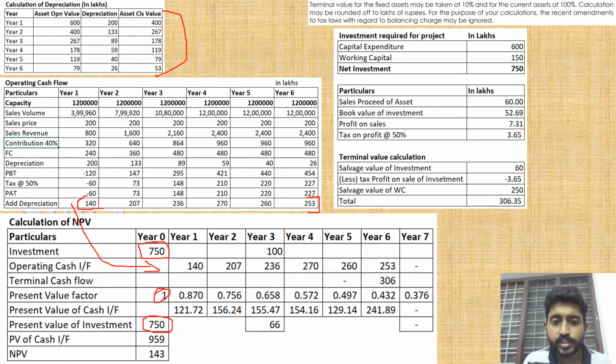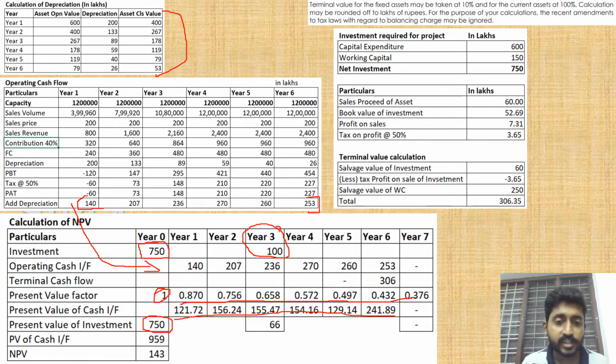All the cash flows are brought in here, and it is also given that the company needs additional working capital in year 3 of 100 lakhs. So 100 lakhs additional working capital is needed in year 3. Next, the present value factors are given. You can calculate the present value factors as we discussed in the previous problem. The cash flows multiplied by the present value factor give you the present value of all the cash inflows.